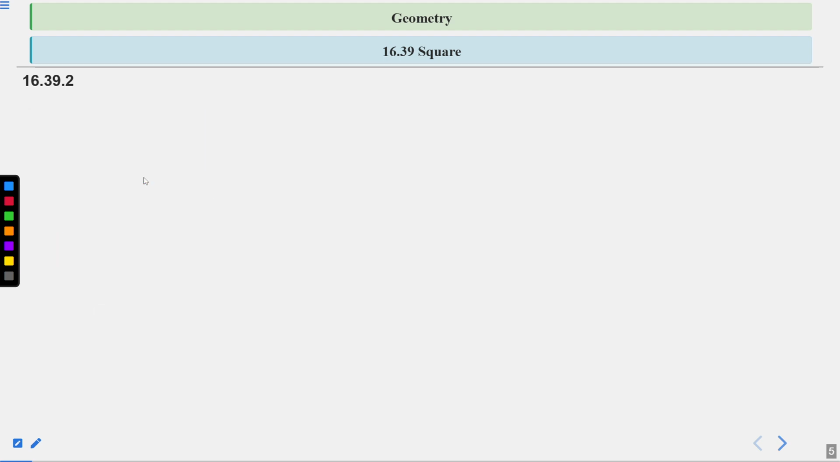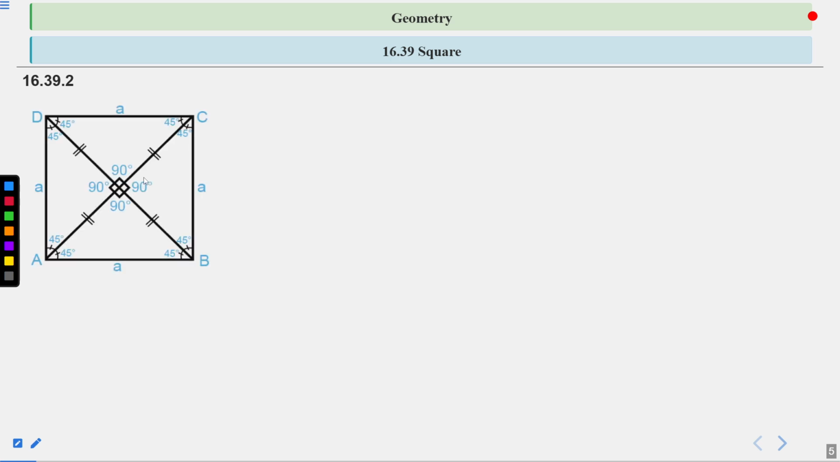Next one, 16.39.2 of the square formula. So this is the diagram. Now the perimeter of the square is the sum of all sides, and the sides of the square are all equal. So if the side is A, the perimeter will be 4A.